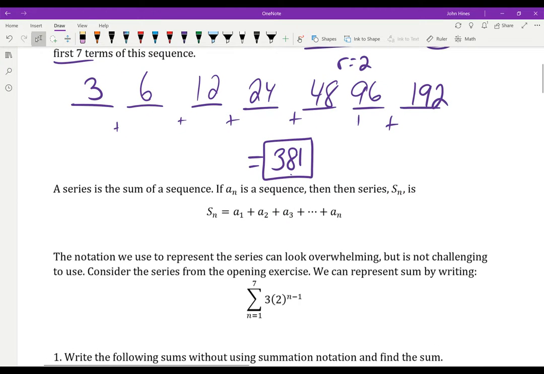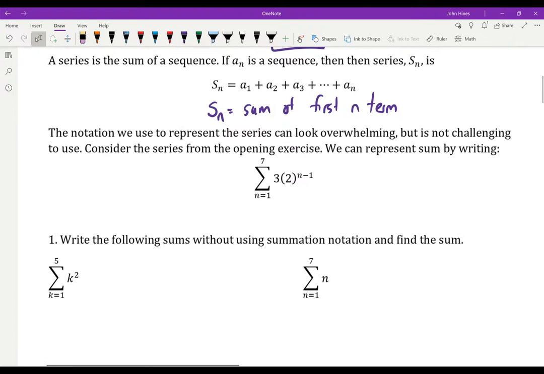So a series is just when I take the terms of a sequence and I add them up. For a series, we use a capital letter S. S sub n is the sum of the first n terms. That's what this S sub n notation represents. I take a1, a2, a3, all the way up to a sub n, and I add those terms together. So that's what a series is.